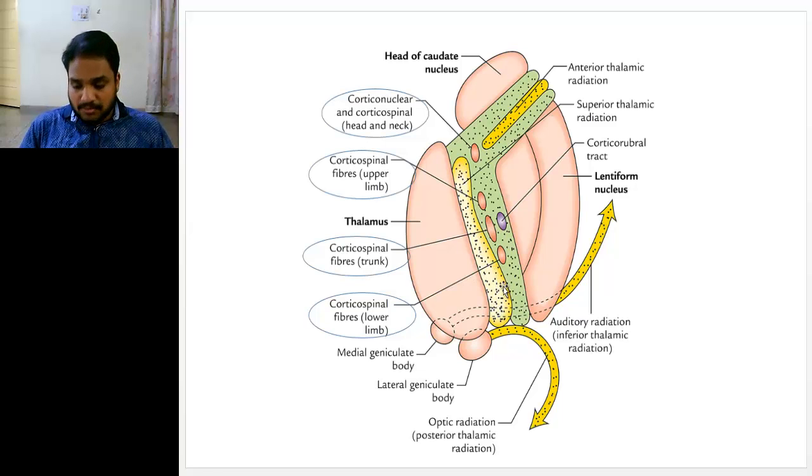So what happens if there is a lesion in the internal capsule? What are the typical features? It includes dense hemiplegia. Since the fibers are highly concentrated here, the hemiplegia would be very severe, right? The arm as well as the leg would be equally affected in case of an internal capsular lesion, and there would be hemianesthesia as well as homonymous hemianopia. It occurs when the optic radiation is affected, right? So homonymous hemianopia, hemianesthesia would be there, as well as dense hemiplegia. These are the classical symptoms that would occur in case of an internal capsular lesion.